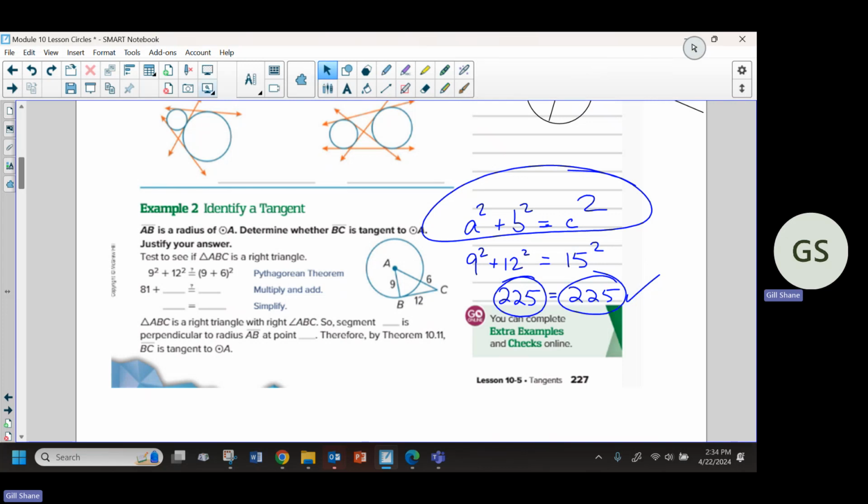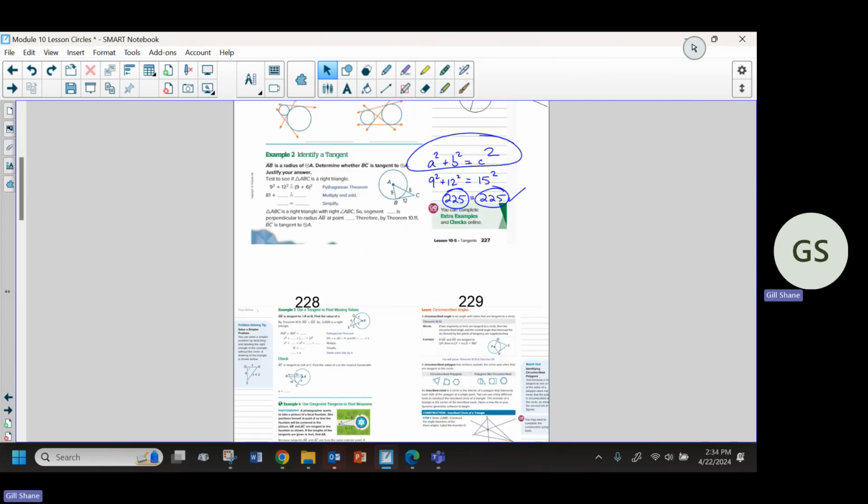Let me zoom way out. Try to find the next thing. No. So again, here's a problem. That problem right there on 228, I think, is the next kind of example that I just mentioned.